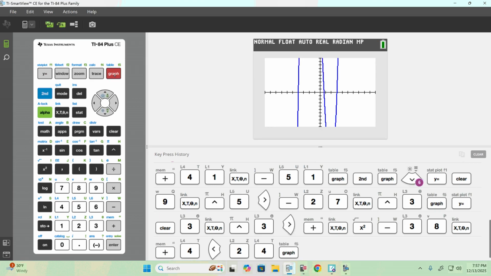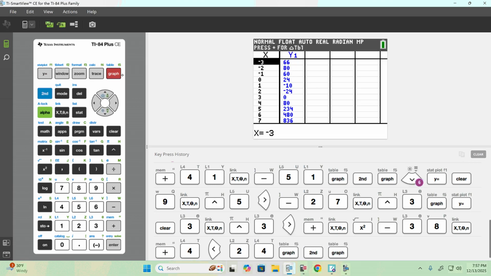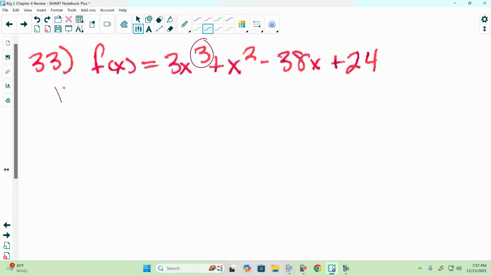Graph. Hey, we do see it crosses some nice points. When x is 3, the y value is 0. That is a solution. And when x is negative 4, the y value is 0. Because again, when we graph, we're looking at what values of x make the y value be 0. And we have 3 and negative 4.